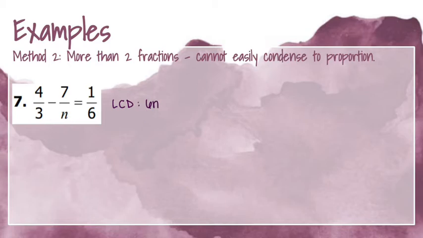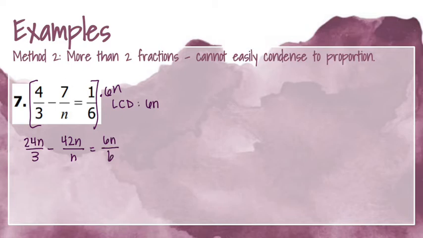So we are going to multiply every single part of this by 6n. And I just kind of write it like this whenever I'm writing it out. When you multiply by 6n, it's 6n over 1, so you're only multiplying the numerators. And so 6n times 4 is 24n, and we keep the 3 the same. 7 times 6n is 42n over n. And then 1 times 6n is 6n.